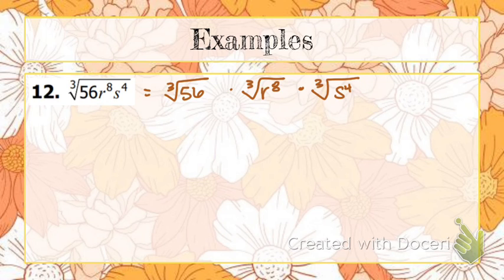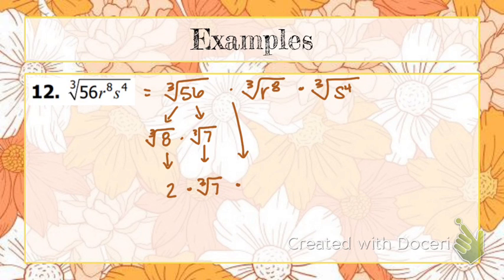So, one piece at a time. This guy is not a perfect cube, so we need to find the biggest perfect cube that goes into 56, which is going to be 8. So we're going to break this down into the cube root of 8 times the cube root of 7. And I'm actually going to go ahead and finish. We're going to do 2, and then this is just going to stay the cube root of 7.